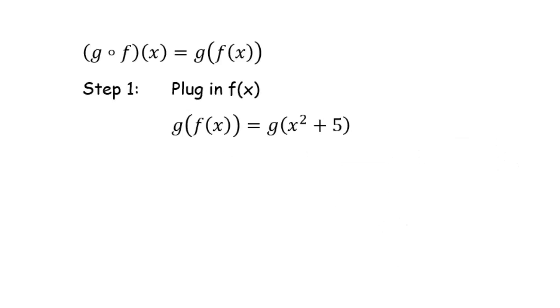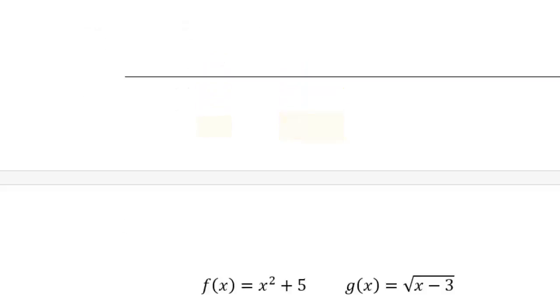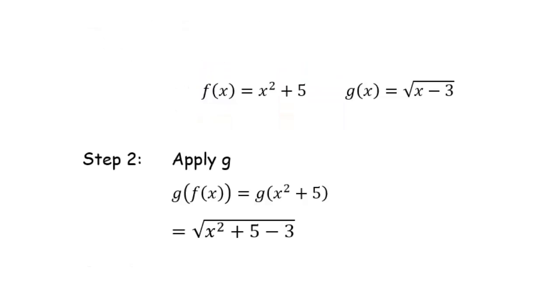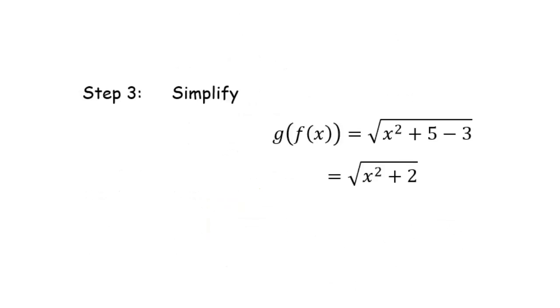All right, going in the other direction, g composed with f. First we put in f, which is x squared plus 5, and now we're going to g that. G says take what's in the parentheses, subtract 3, and then take the square root. So I take the x squared plus 5, subtract 3, then take the square root. And when I simplify, I just get x squared plus 2 underneath the square root sign. And that's it. I hope this helps.